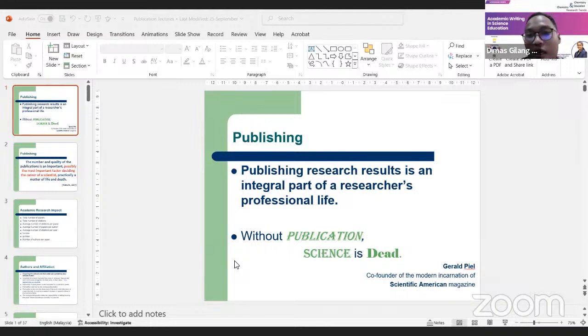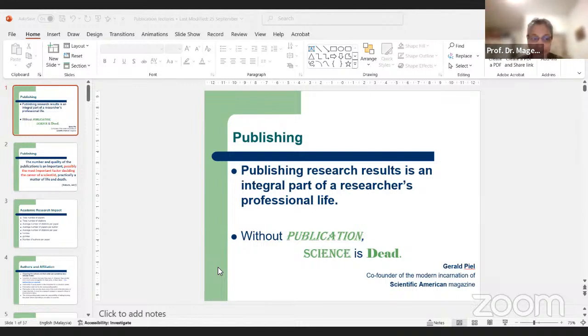Okay, for the session, Prof. Mageswari, you can start your presentation. Okay, thank you, Dr. Dimas. So we met last year at Universitas Sebelas Maret, right? This year I changed my institution. No, I'm in Semarang, not in Sebelas Maret. Right, that's why I was wondering, how come, maybe I confused the name.